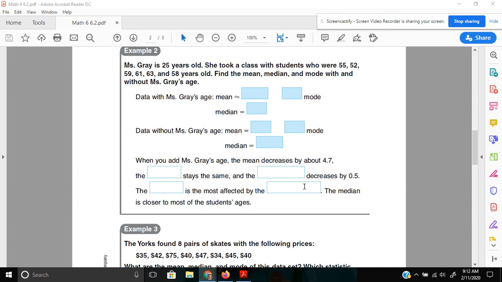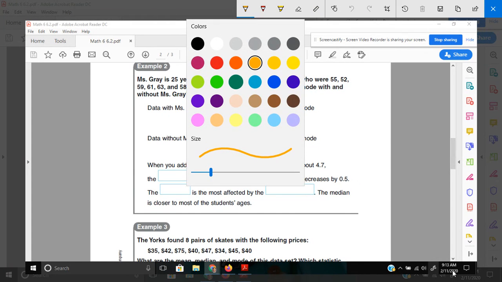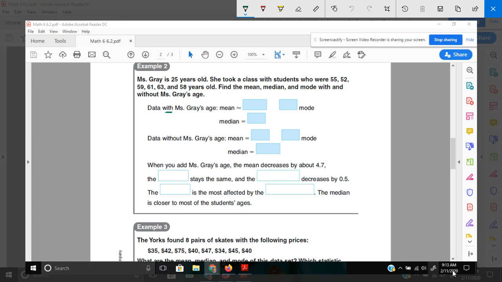All right, go ahead and flip the page now. In example 2, it says Miss Gray is 25 years old. She took a class with students who were 55, 52, 59, 61, 63, and 58. Find the mean, median, and mode with and without Miss Gray's age. All right, so what we will do here is first find the mean, median, mode with her age. Actually, I'm going to line it up in order right now.